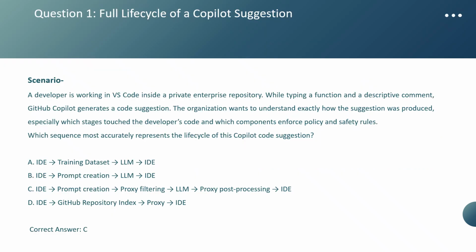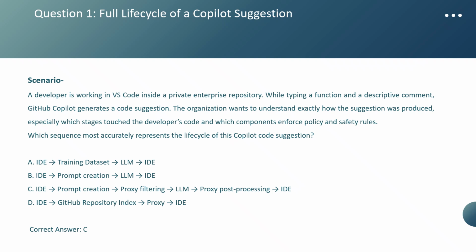Question 1 scenario: a developer is working in VS Code inside a private enterprise repository. While typing a function and a descriptive comment, GitHub Copilot generates a code suggestion. The organization wants to understand exactly how the suggestion was produced, especially which stages touch the developer's code, and which components enforce policy and safety rules. Which sequence most accurately represents the life cycle of this Copilot code suggestion?